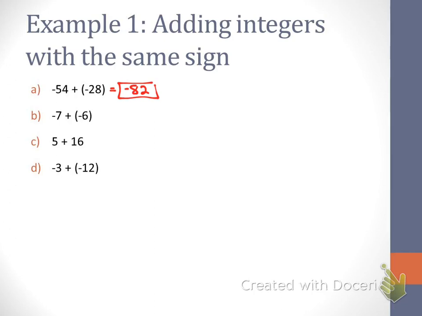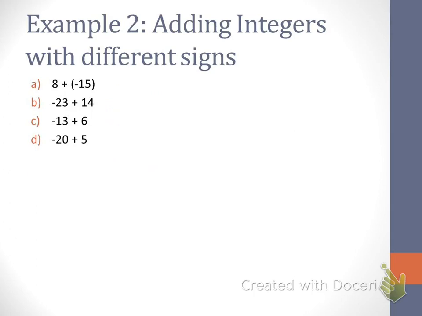All right, now negative 7 plus negative 6. Again, the first thing you do when you look at these expressions is ask, are they the same sign or different? Same. They're both negative. So add and keep: negative 13. All right, I want you to do the last two. What's the answer to C? 21. That one's easy. They're both positive. What about the answer to D? Negative 15. Same sign, add and keep.